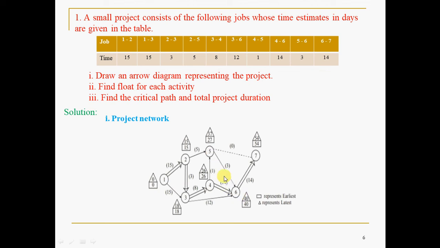Then from 6, the next descending number is 5. How many ways can you go back to 5? Only one way. 40 minus 3, 37. You have to subtract, please note that. Please refer back to the previous slide, where we have discussed LFT and LST. LFT means finish time, LST means start time. You have to subtract this. Then after 5, 4. Here you should be cautious.